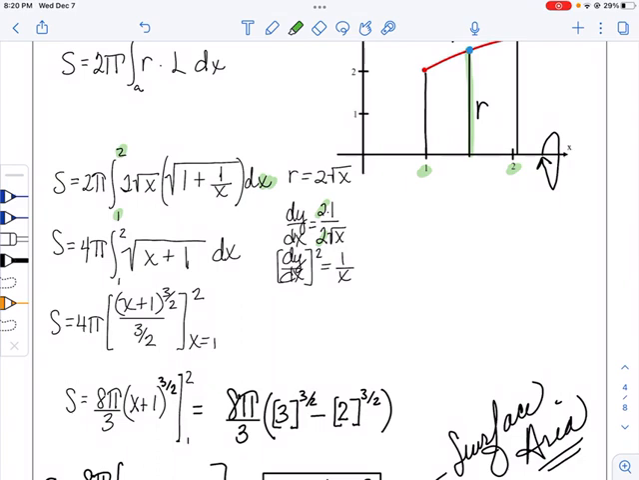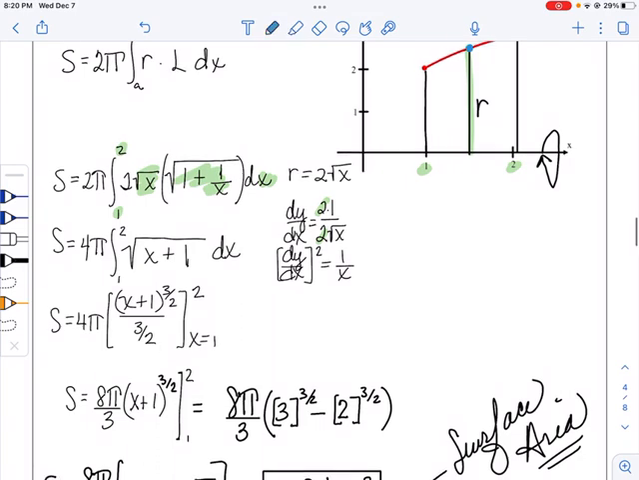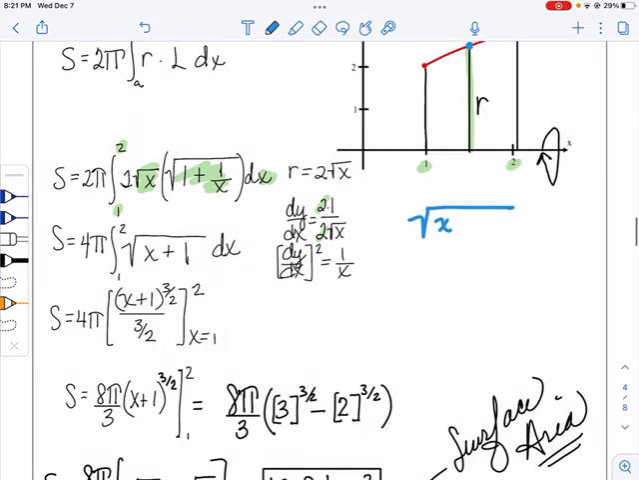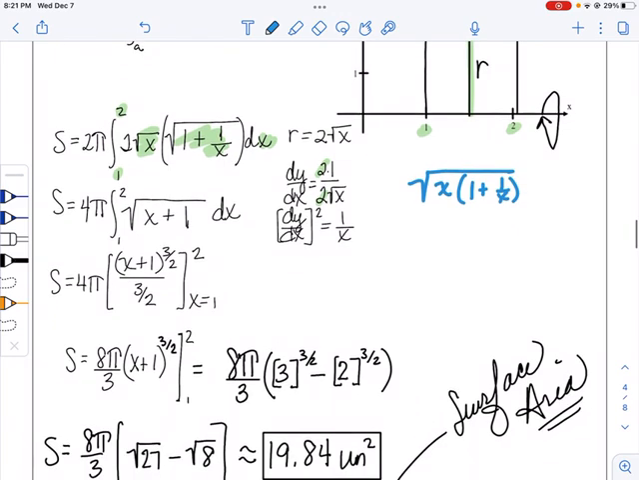I passed the 2 out front to the 4 pi here, so I passed the 2 out, and then I distributed the square root of x into this integral. Remember, that becomes the square root of, recall your rules just in case it's been a while, you have an x that goes inside times 1 plus 1 over x. So that simplifies nicely to the square root of x plus 1.